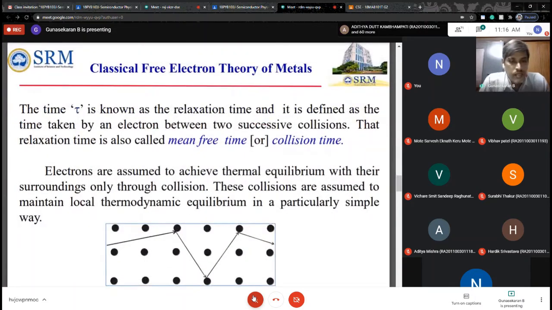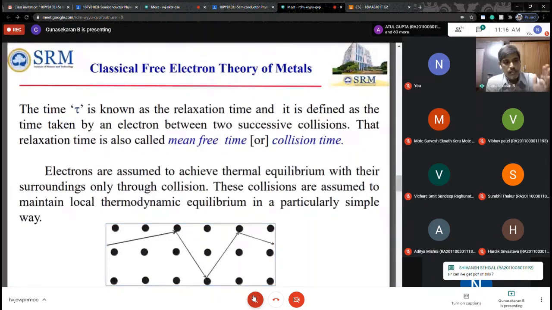Okay. So now, for example, in that last session, you said the mean free path is the distance traveled, or the average distance traveled, between two successive collisions. Do you remember this word, the mean free path? I think you studied the kinetic theory of gases.